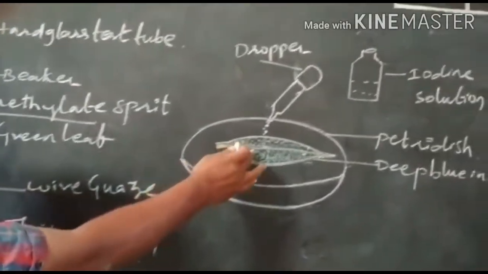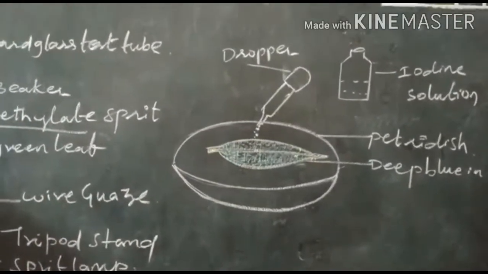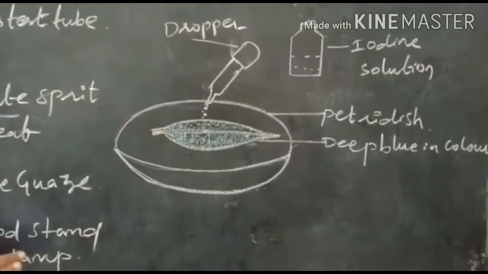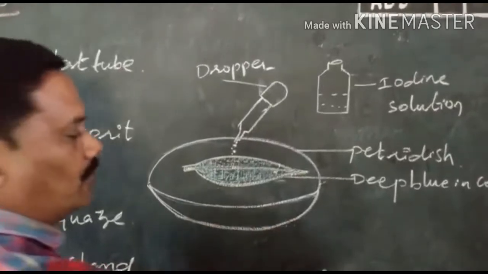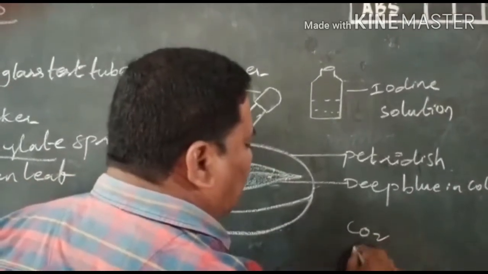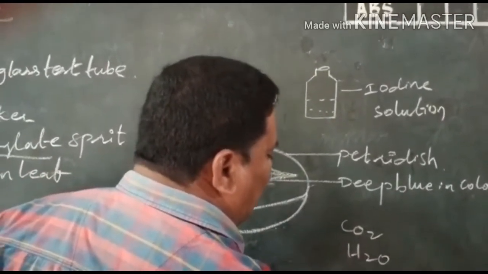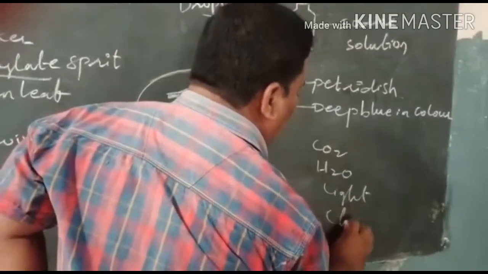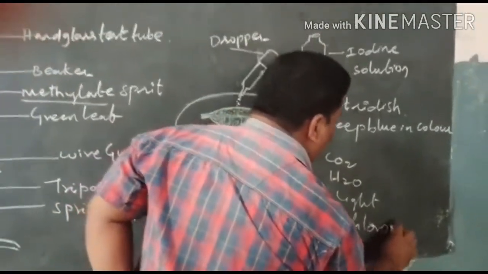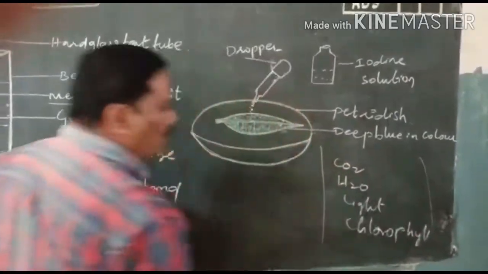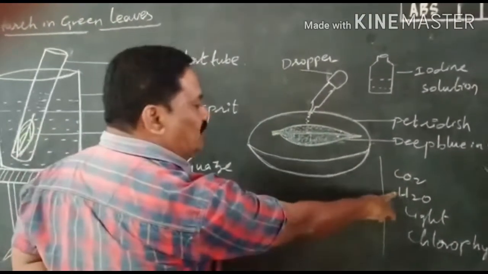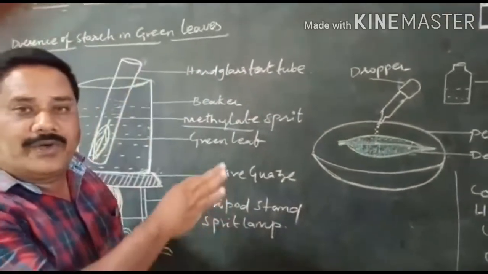Why does the leaf change to deep blue color? Because starch is present in the leaf. How is that starch prepared? The raw materials for photosynthesis are carbon dioxide, water, light and chlorophyll. These are the raw materials with which all green plants prepare starch.